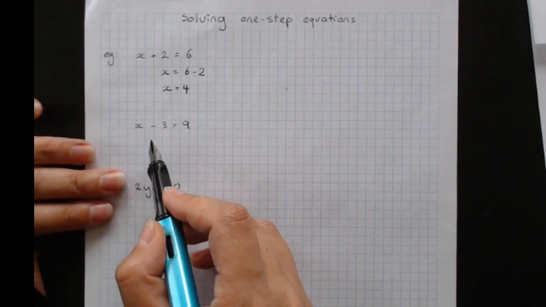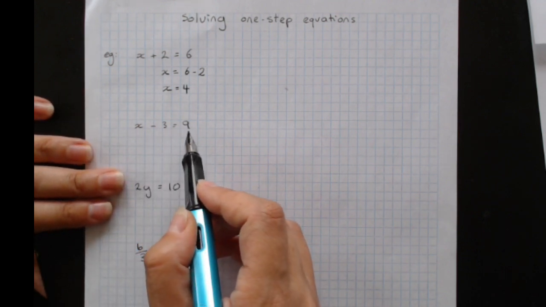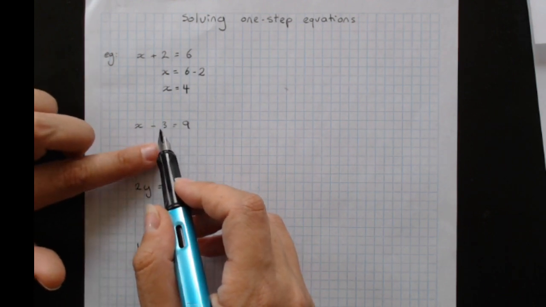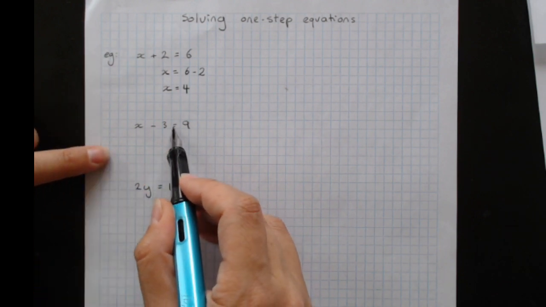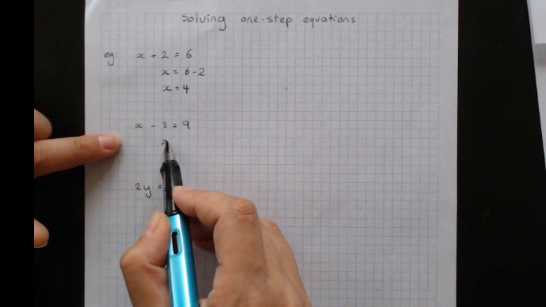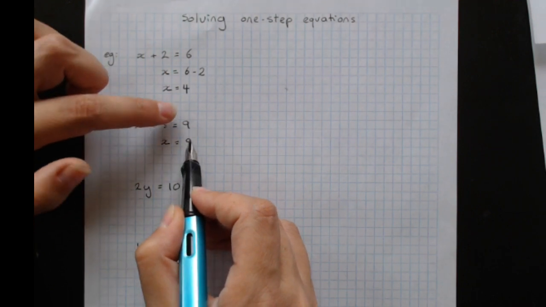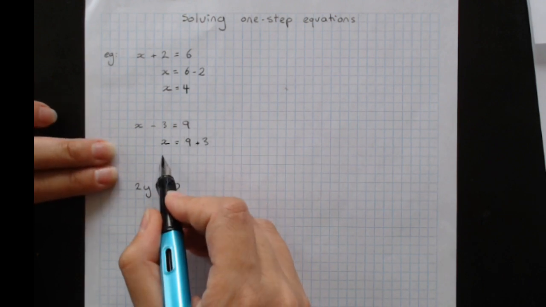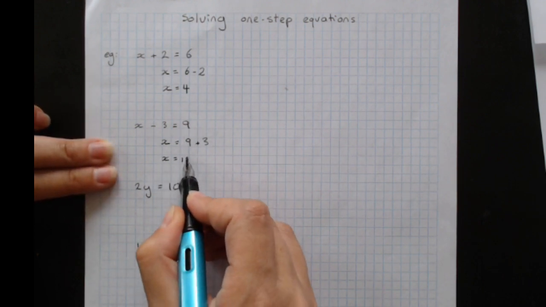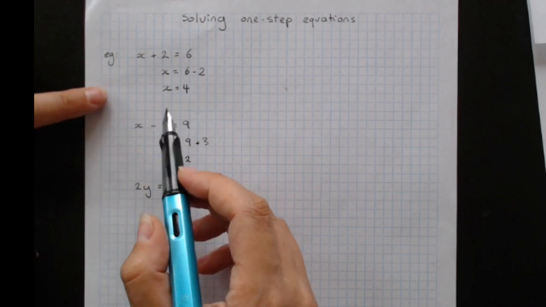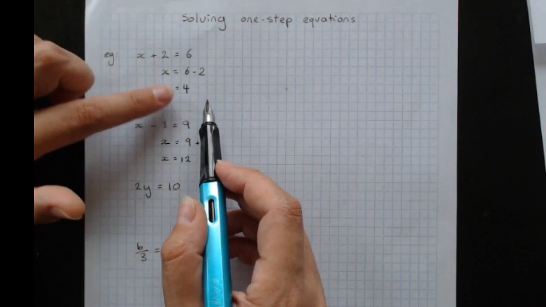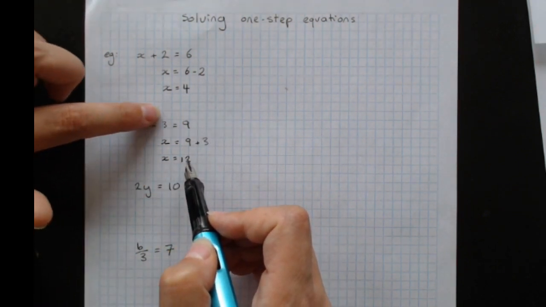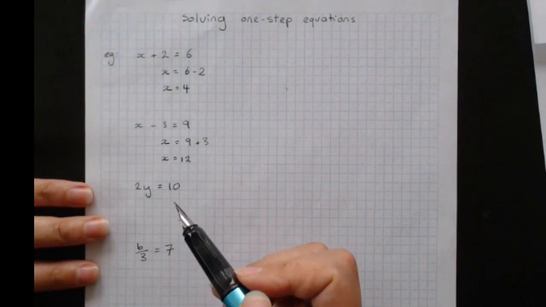Here's an equation, x minus 3 equals 9. They thought of a number, subtracted 3, and got 9. To get back to their number from their result, I've got to reverse what they did, which was adding 3. I'll discover that x is 12. We can always check these by substituting back in. When x is 4, 4 plus 2 is 6. Yep, we got it right. 12 take away 3 is 9. Yes, we got it right.